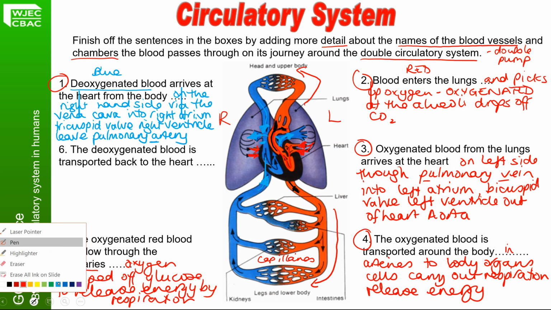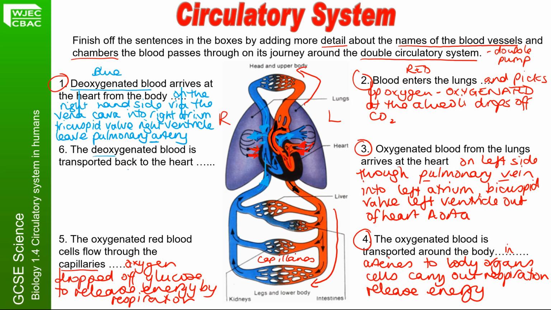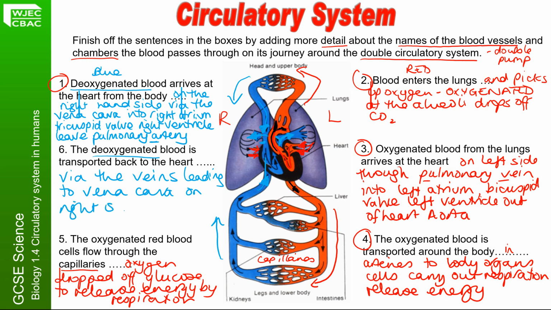So we're now going to swap back to blue because my blood now is deoxygenated and it's going to come back to the heart from the head and upper body and from the lower body, okay, via the veins. So veins always bring it back, and these veins will have valves in them, leading to the vena cava on the right side of the heart to come back to its second pump. So left side pumping to the head and body, right side pumping just to the lungs, okay?